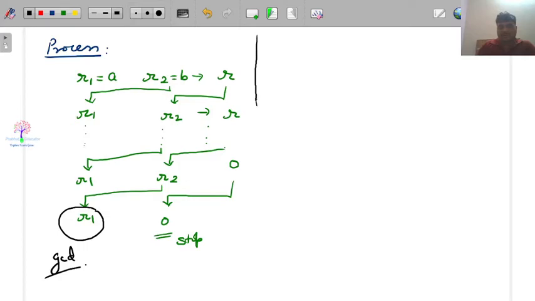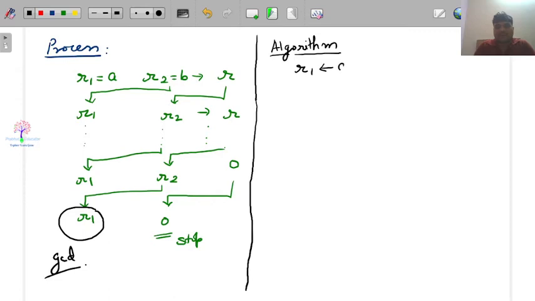Now move on to the next, the algorithm. The algorithm is very simple. Let's talk about the algorithm. In the algorithm, R1 is A and R2 will be B. This is initialization. Run the while loop as long as R2 is greater than 0.